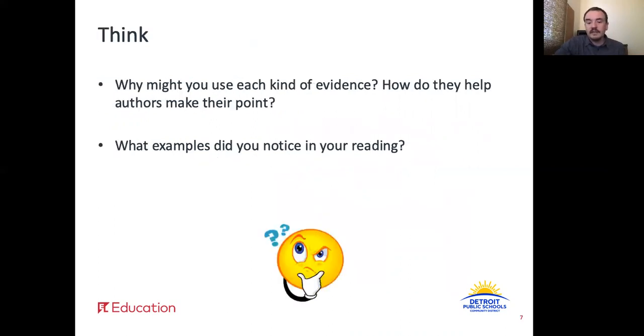Okay, time to think about the different types of evidence that authors use in the article. Why might you use each kind of evidence? How do they help authors make their point? What examples of the evidence did you notice in the article for this week?